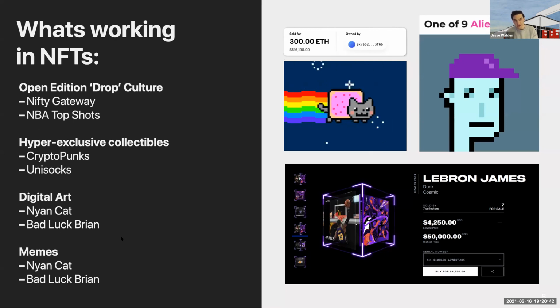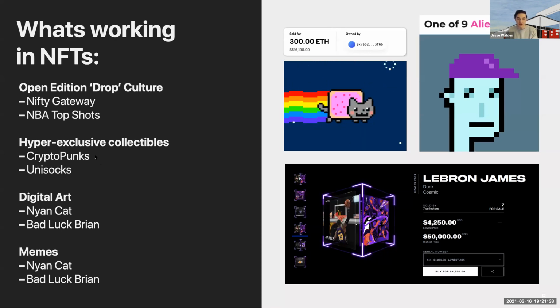What's working in NFTs right now? There's, first off, a lot of different types of visual work that are being sold. There's open edition drop culture, right? So Nifty Gateway and NBA Top Shots are both, in different categories. Nifty Gateway is more skewed towards art. NBA Top Shots are collectibles, like basketball cards that are digital, and they're both selling series of works or edition works, right? So it's not one of one. You're buying a piece of a series or a piece of a collection, and that's working really well because it allows the issuers to capture more of the demand under the demand curve. And I'll come back to that concept in a moment. But the open edition drop culture is a really successful format for releasing NFTs.